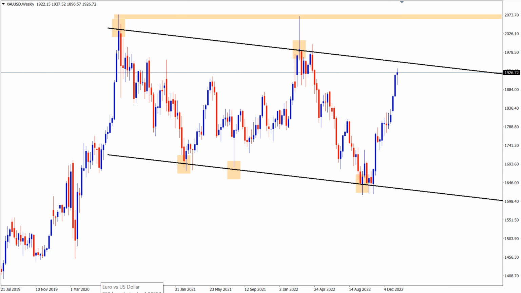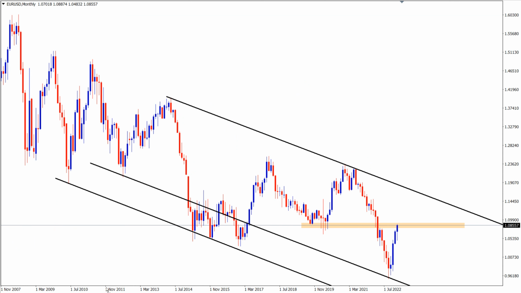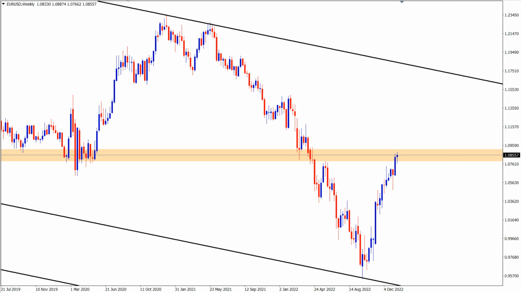Now let's look at the currency pair, Euro dollar. Euro dollar is still moving in a downtrend in the higher time frame. It reaches near the previous support area, which might have chances to act as a current resistance. So let's look at the weekly time frame.